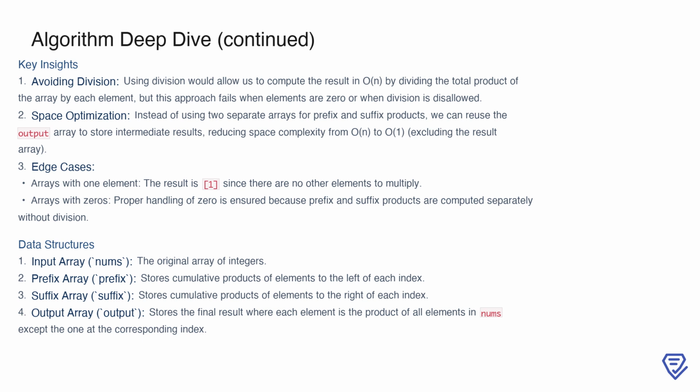Finally, we must handle edge cases, such as arrays with a single element, where the result is simply 1, or arrays containing zeros, which won't break the algorithm since we never divide. The choice of data structures is also essential. The input array, and the prefix, suffix, and output arrays each serve a specific purpose in organizing and processing the data.